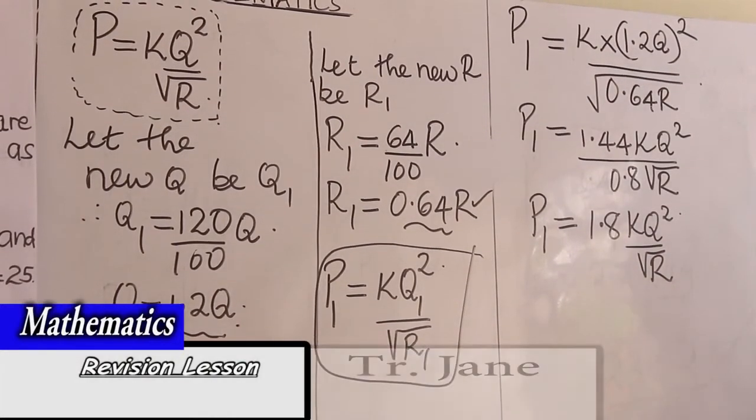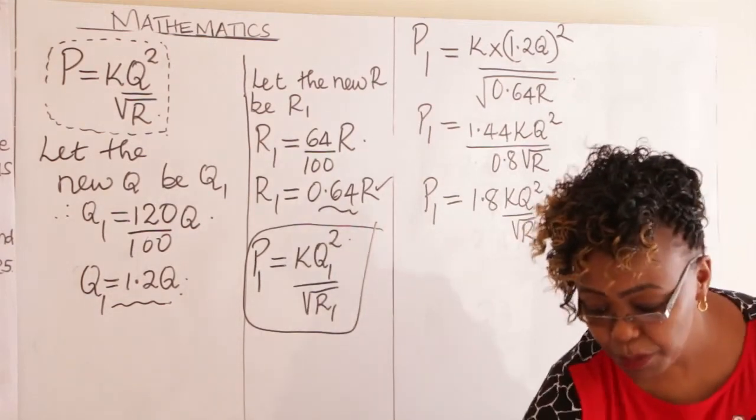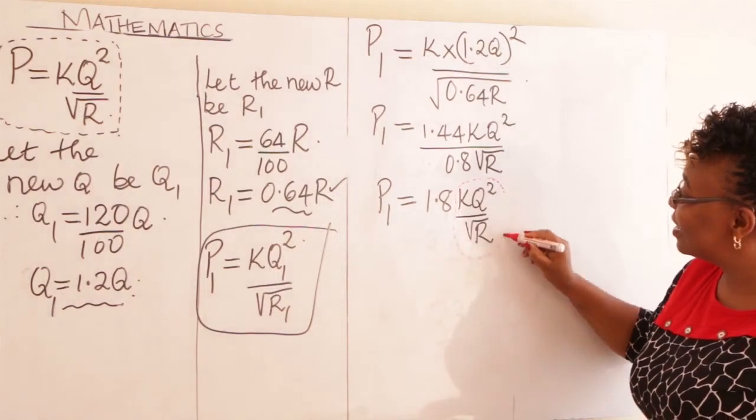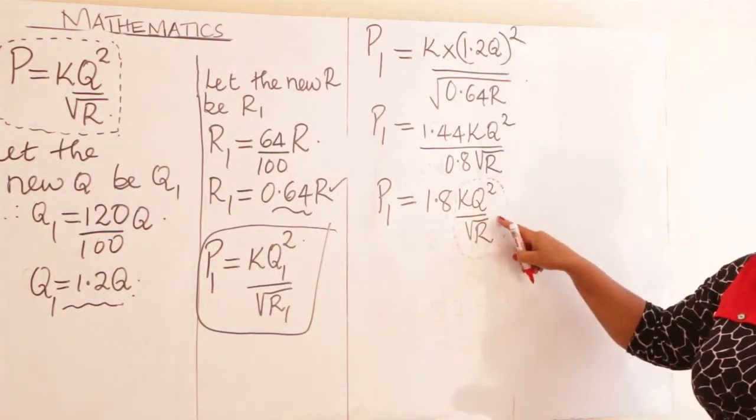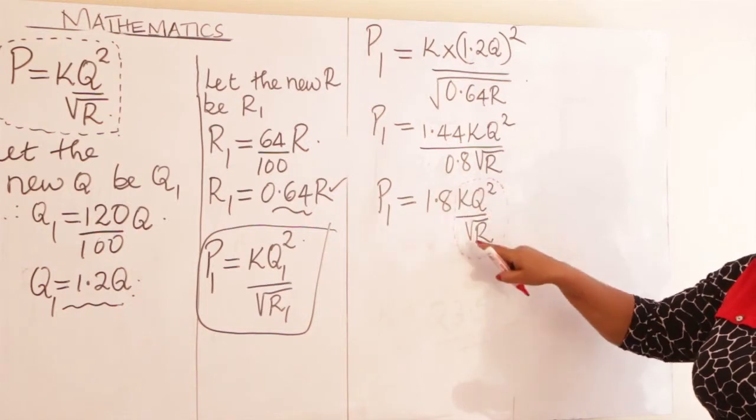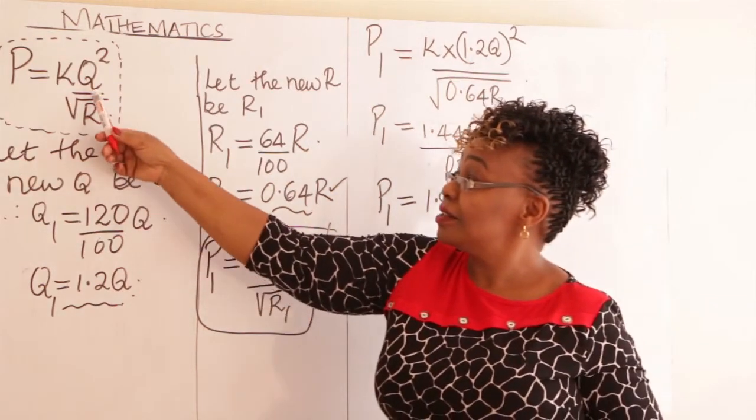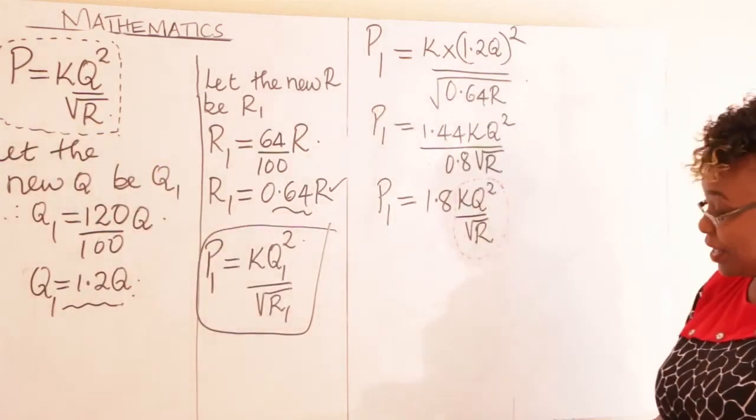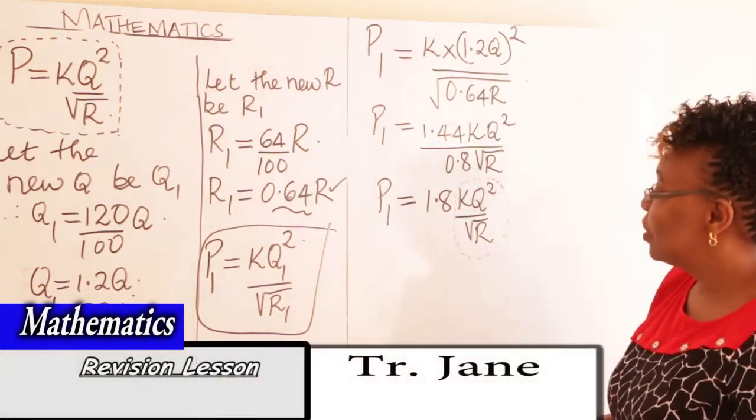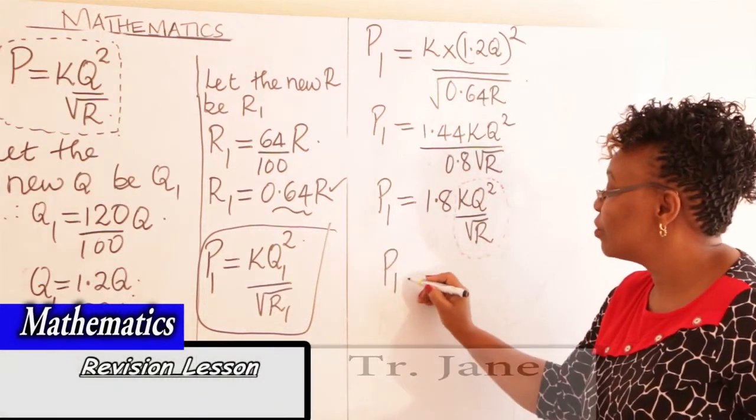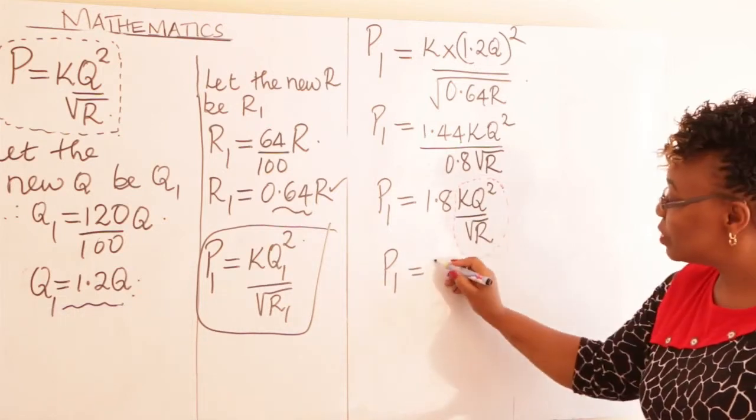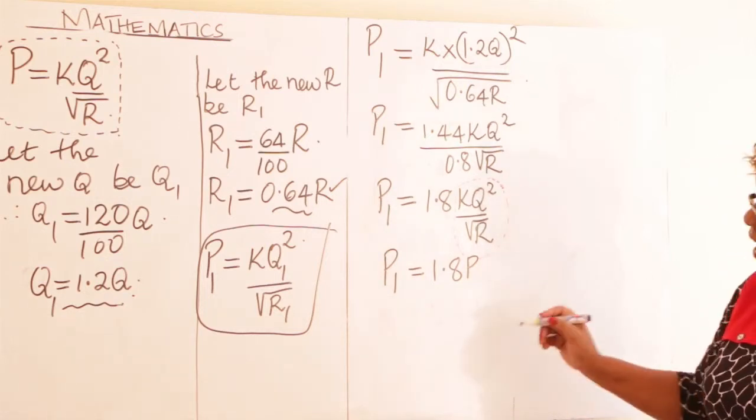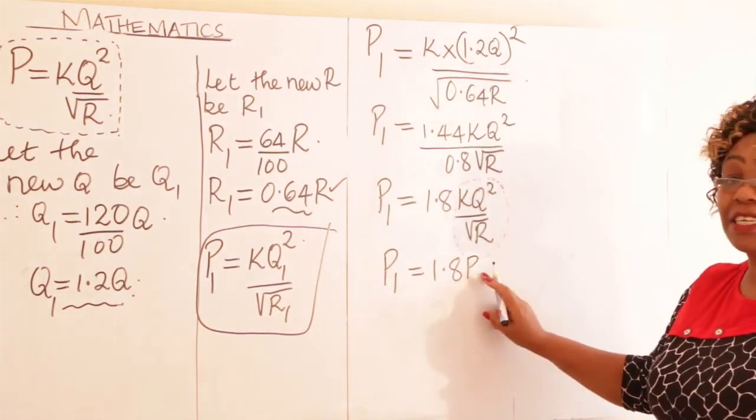Yes? Now, learn, look at this part here. This part here is your original P: KQ squared over the square root of R. This is the one, and it is P. And therefore replace this with the P. So what do you write? You write, the new P will be equal to 1.8 of the old P. Good. Therefore, learn now, the new P is 1.8 times P.